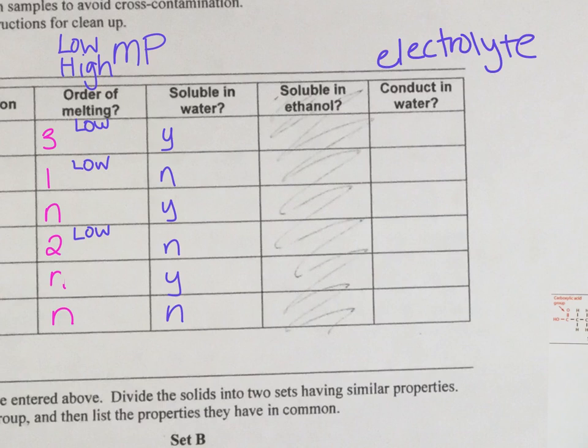All right, so for the first one, you should have had no. So this would be a non-electrolyte. Letter B should have been a no. Letter C should have been, sorry, I'm trying to remember what they were.